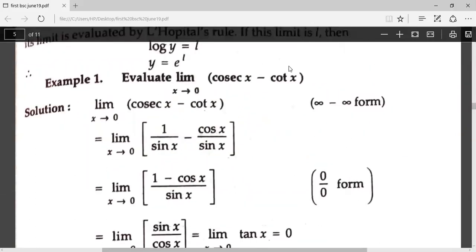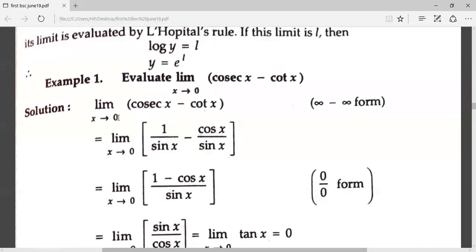Yes. What is cosecant x? Cosecant x as x tends to 0, cosecant 0. Cosecant 0 is infinity, remember. Cot 0 is also infinity because it is 1 by tan 0. So infinity minus infinity, which is an indeterminate form.